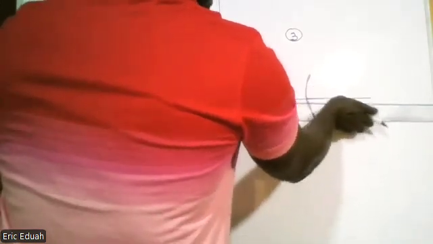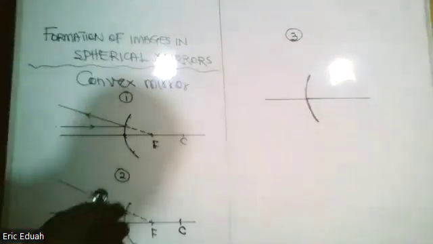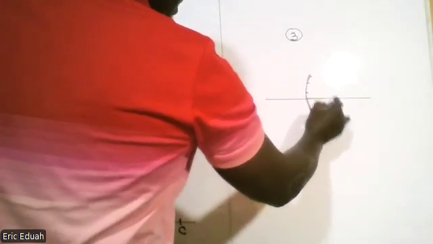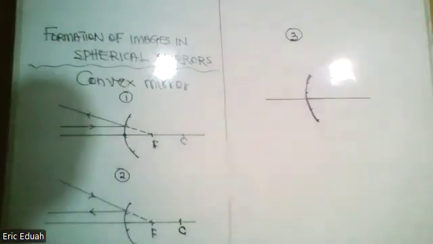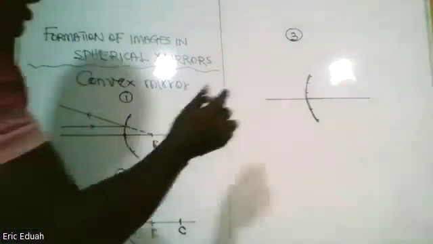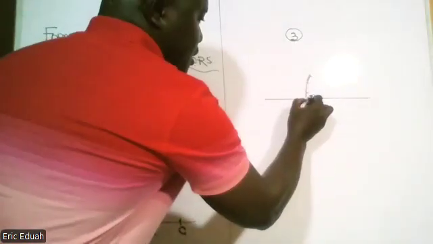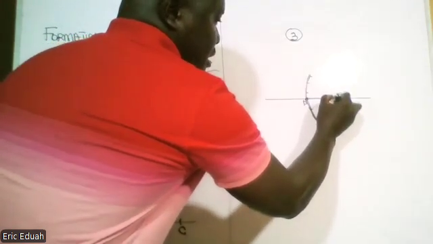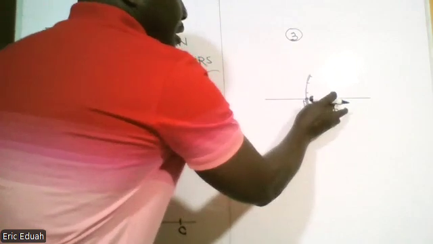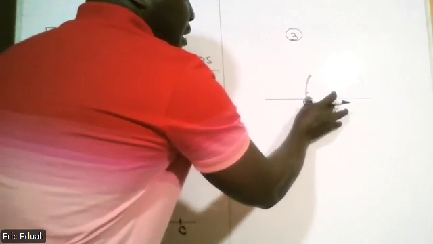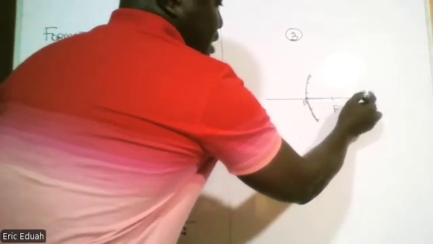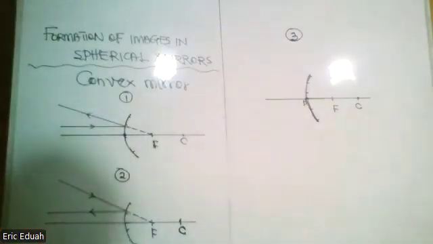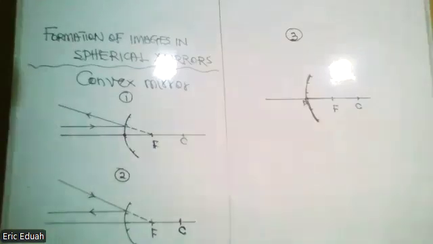Let me extend the principal axis more. So don't forget, for convex mirror, principal focus and center of curvature are virtual. So P, if this is F, you measure. I say you would have to measure. I am just estimating because of time.